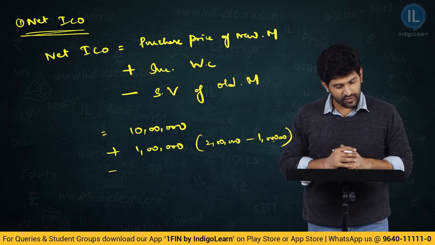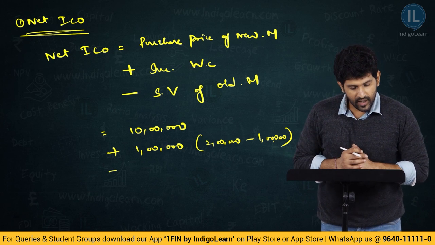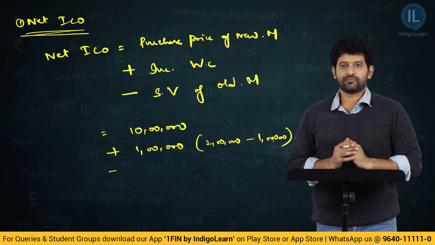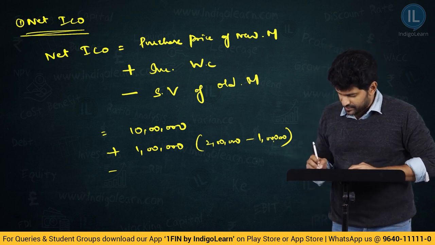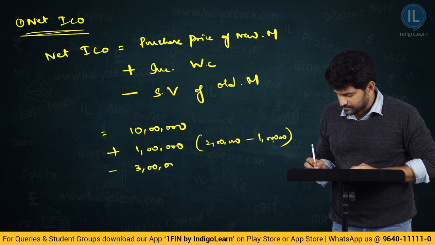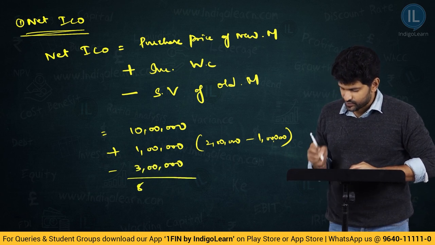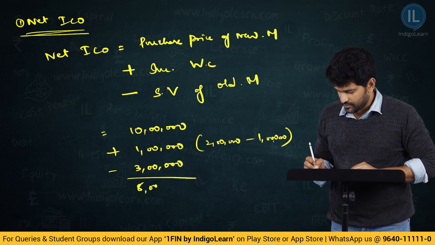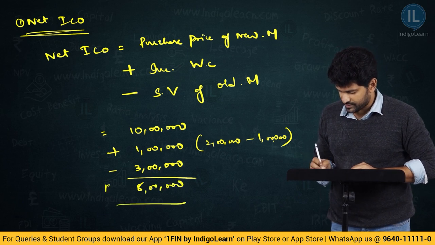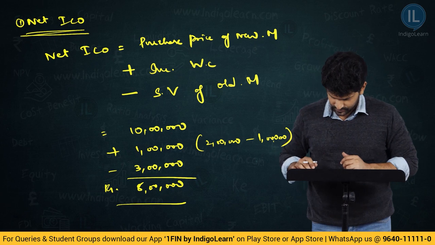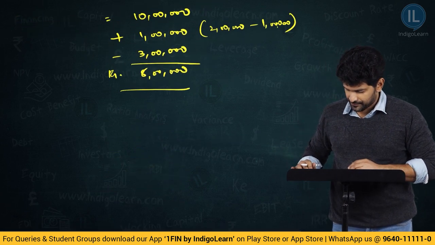Minus, what is sale value of old machine? The question says its current market value is 3 lakhs. So we assume it is sold at 3 lakhs only, minus 3 lakhs. 10 plus 1, 11 minus 3, 8 lakhs rupees. Very simple, done.